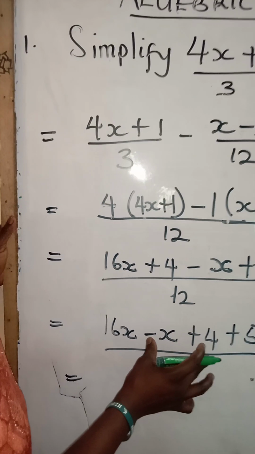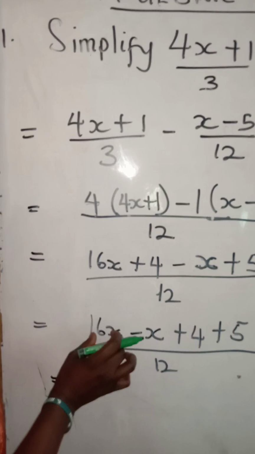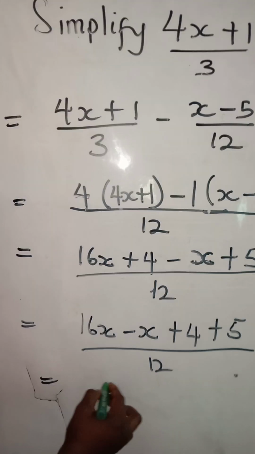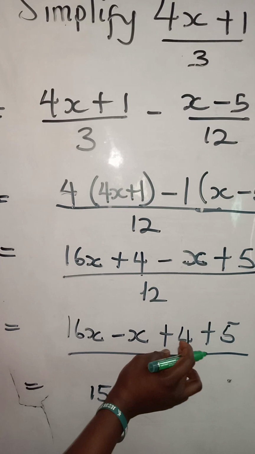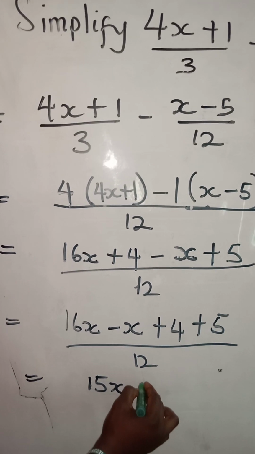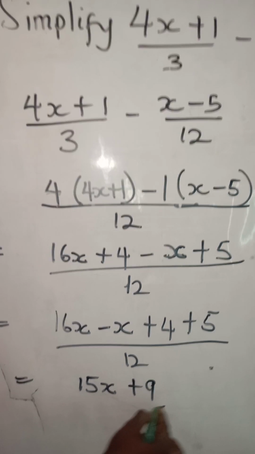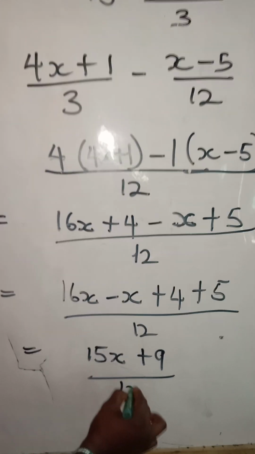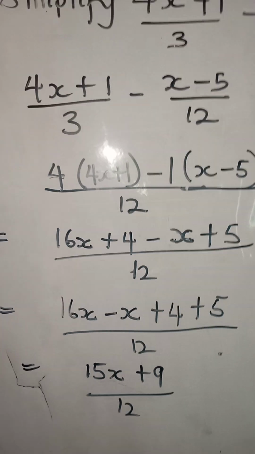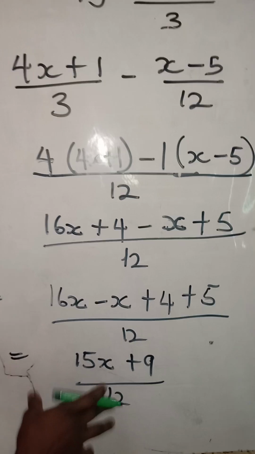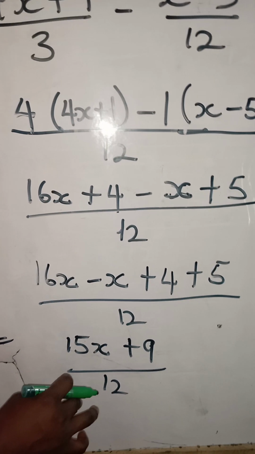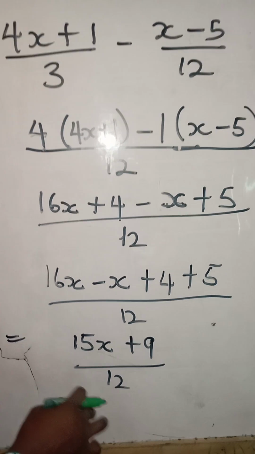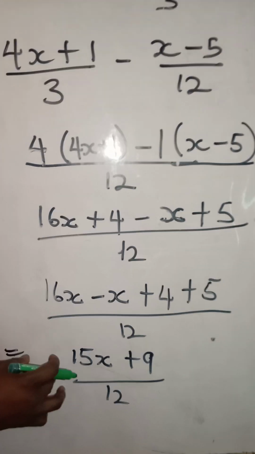Now, we've collected like terms. To simplify, 16x minus x will give us 15x. Plus 4 plus 5 will give us plus 9, divided by 12. Now, when you look at your answer, you can't leave it like this because you can still simplify. So the next thing you do is to factorize your numerator.